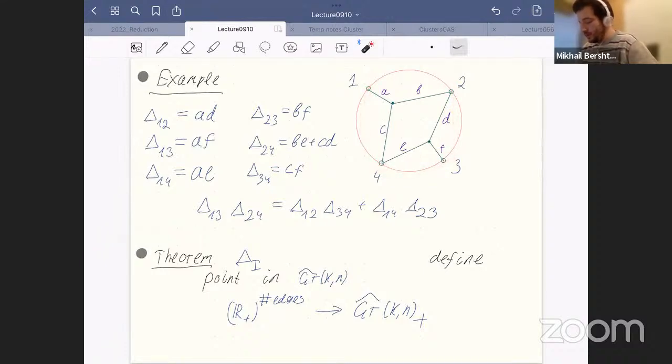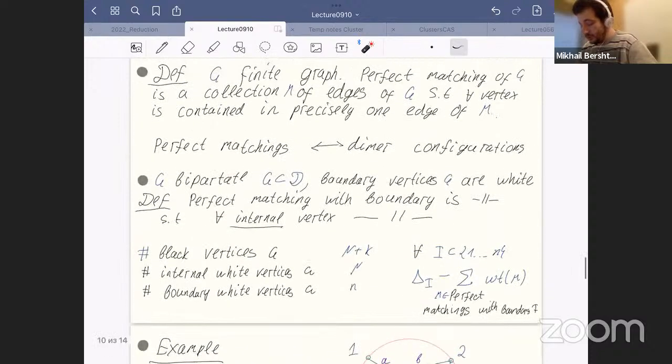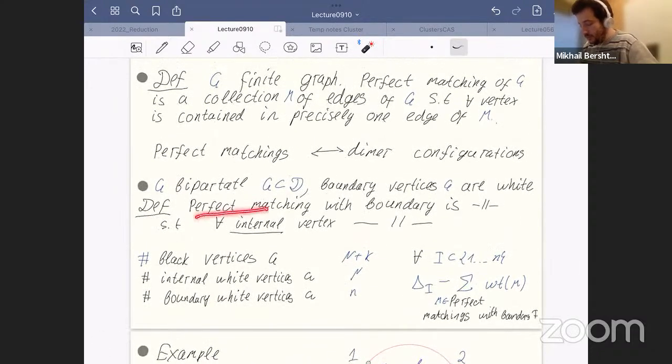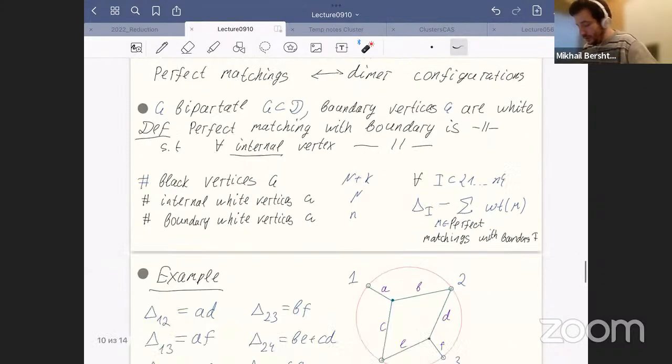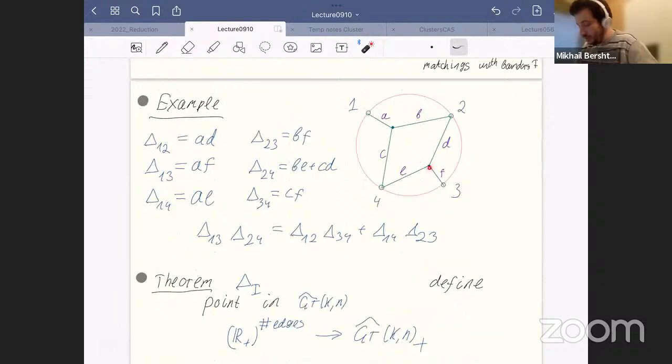We calculated the partition function of dimer configurations. To be more precise, we call them perfect matchings. We calculated the partition function of perfect matchings with boundary. It means that for any internal vertex, we computed this. We looked at all matchings such that any internal point is included, and a given number of the boundary points is also included in this matching.